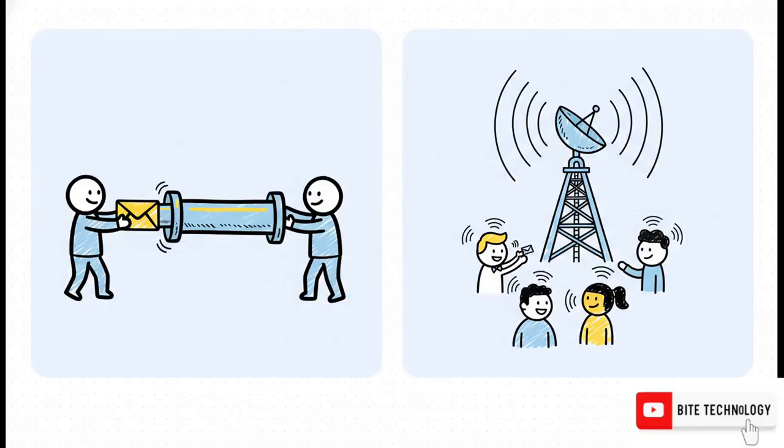So what's the real difference? It's simple. A message queue is like a direct letter. It's one-to-one. But pub-sub, that's a broadcast. It's one-to-many. It's like a radio station sending out a signal that anyone with a radio can tune into and listen. One is a private note, the other is a public announcement.